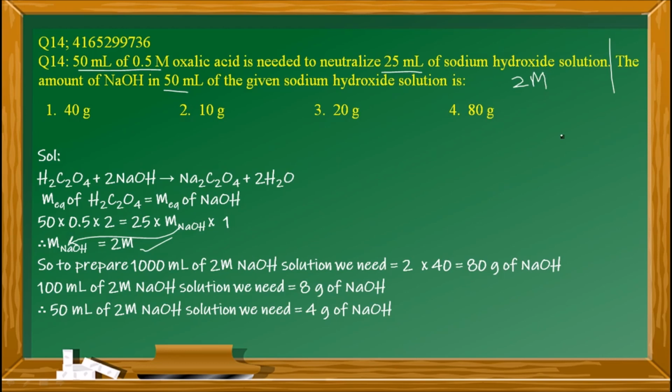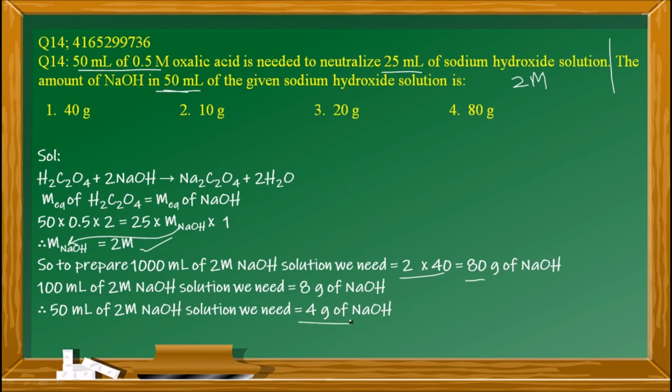For a 2 molar solution of NaOH in 1 liter solution, how much sodium hydroxide is required? Yes friends, 2 into 40 is 80 grams of sodium hydroxide required to prepare 1 liter of 2 molar sodium hydroxide solution. But they are asking for 50 ml of the given sodium hydroxide. That means if we take 80 grams for 1 liter, how much do we need for 100 ml? 80 grams. For 50 ml, we require 4 grams.